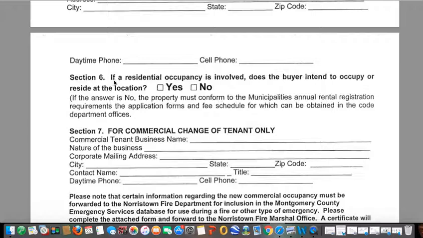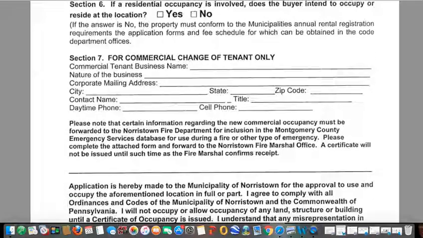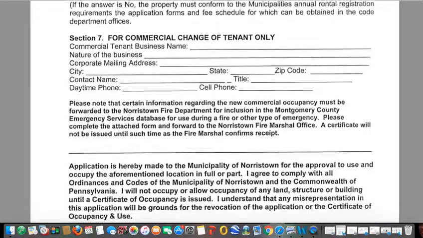So, section 6. If a residential occupancy is involved, does the buyer intend to occupy or reside at the location? This essential question is asking, does the buyer plan on living there or at least renting it out? Your answer is always yes. So remember, this is real estate. Chances are someone's either going to rent it out or live in it themselves. So when in doubt, just check something because there's a 50-50 chance that either answer will be correct. Moving down to section 7 for commercial change of tenant only, we are going to disregard that because, again, our keyword is residential.